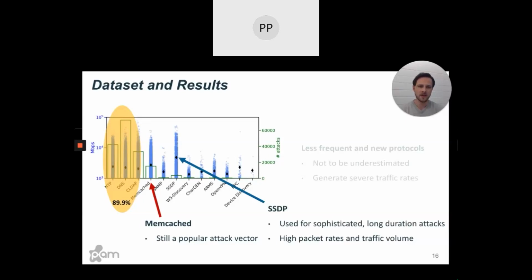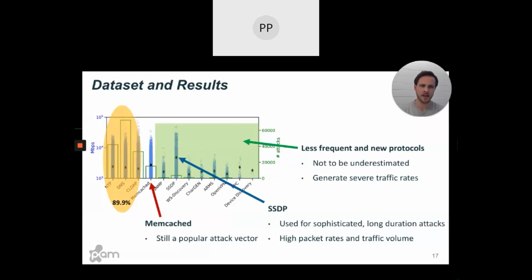We also noticed that the Simple Service Discovery Protocol poses some really high potential for DDoS attacks. We noticed that this might be really used for sophisticated and long attacks. The longest attack that we recorded, which was 7 days, used the SSDP protocol. It can provide really high packet rates and really high traffic volumes, even though it's not the most used protocol in our dataset. Also, we have a lot of not so well-known and less frequent protocols, but they should not be underestimated because they can also provide a very high traffic volume. This is shown here by the blue dots. They can be very high. So they can generate severe traffic rates even though they are not used a lot. And our study shows they are actually already used in the wild.